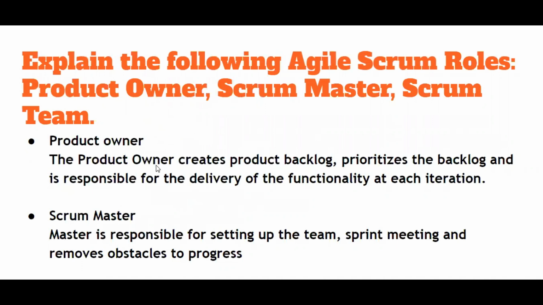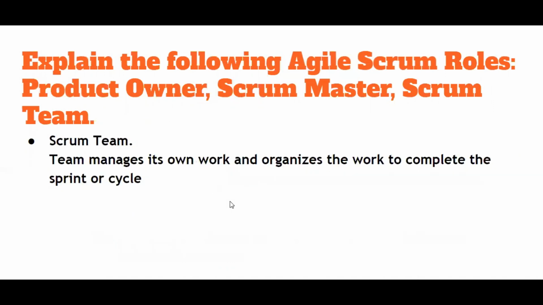Scrum Master is responsible for setting up the team, sprint meetings, and removing obstacles to the progress. And the Scrum team: in a Scrum team, you can have 5 to 9 members. Members can be DBA, QA, developer, a product manager, and the team manages its own work and organizes the work to complete the sprint or cycle. Okay.